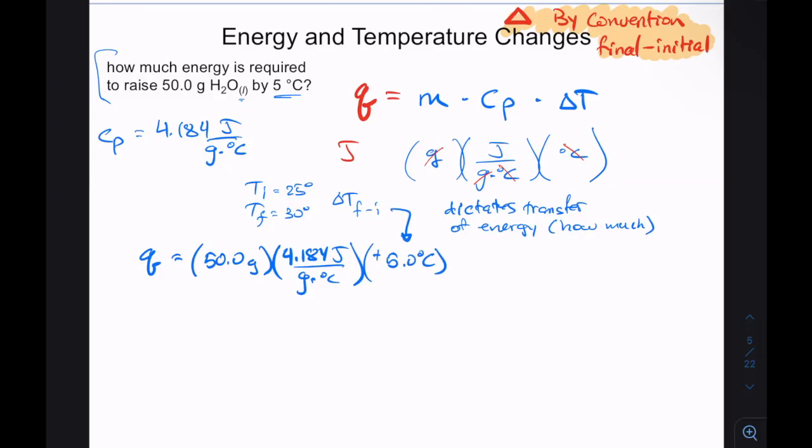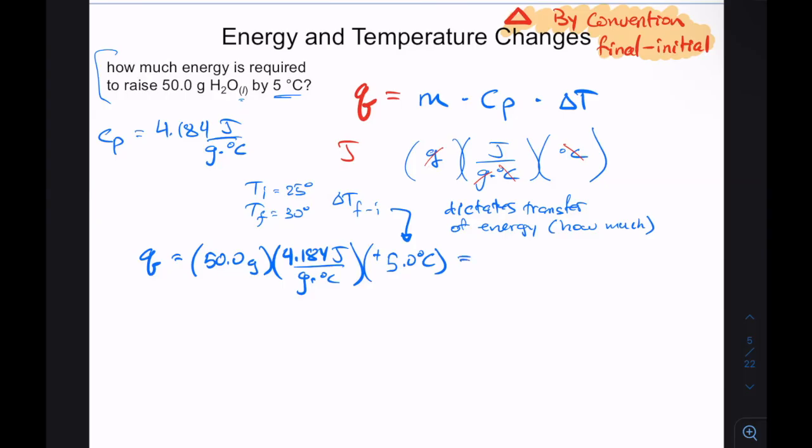That's what's going to give us our positive value for Q. If we did the reverse calculation, if the question were asking us to lower it by 5 degrees, then T final and T initial are swapped, and now delta T is a negative number. That gives you a negative value for Q. That's where the sign convention comes from. But remember, it's not positive and negative energy. It's just whether the energy is flowing into the water or out of the water.